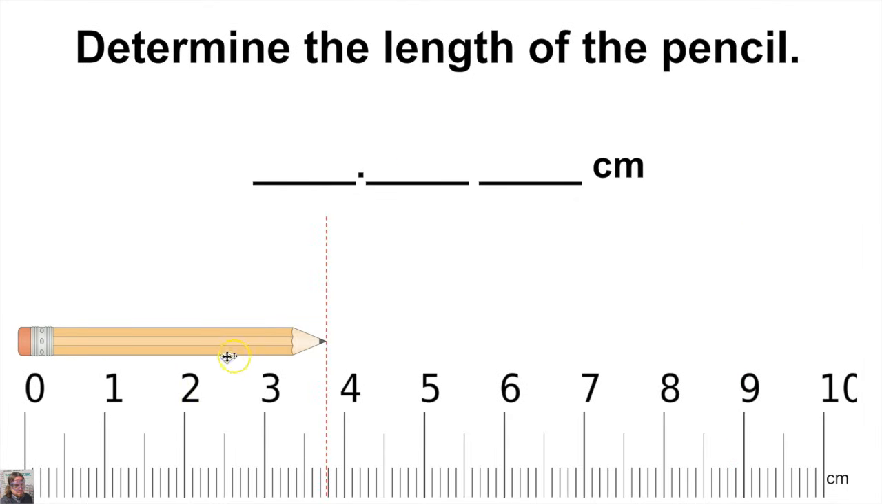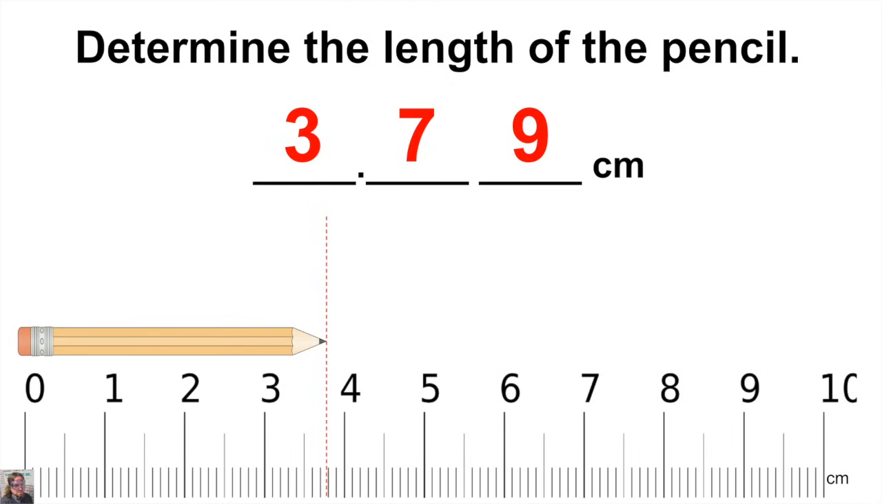Let's take a look at this one. If we wanted to figure out the length of this pencil, we can see with 100% certainty it's at least 3 centimeters in length. And it's 3.1, 2, 3, 4, 5, 6, 7, not quite 3.8, so it's 3.7. And this dashed line is very close to the 3.8 line, so we'll call that 3.79 centimeters.